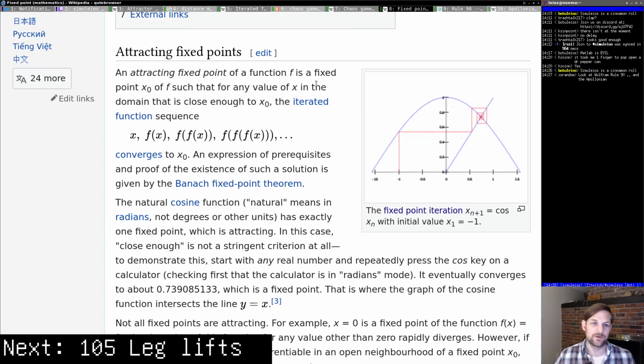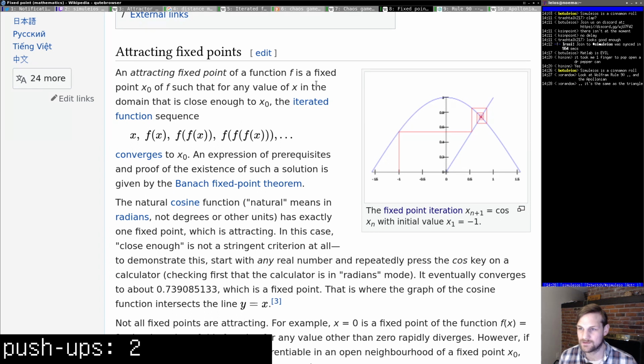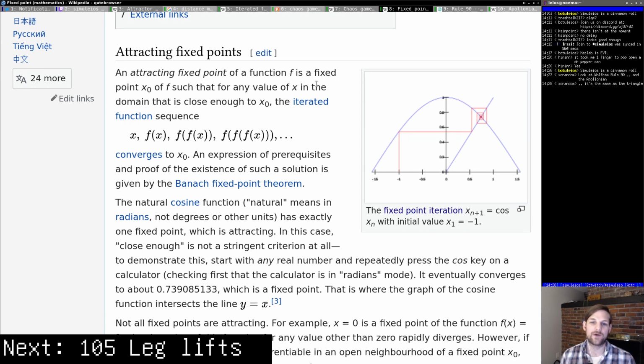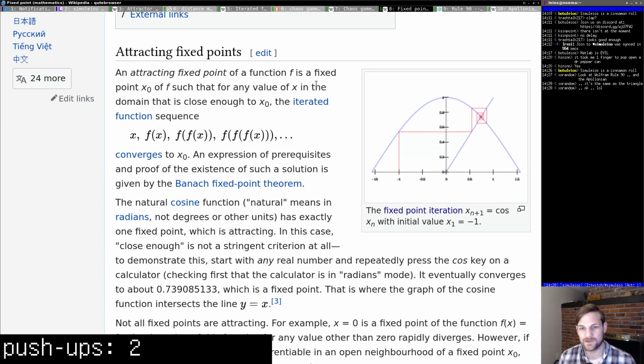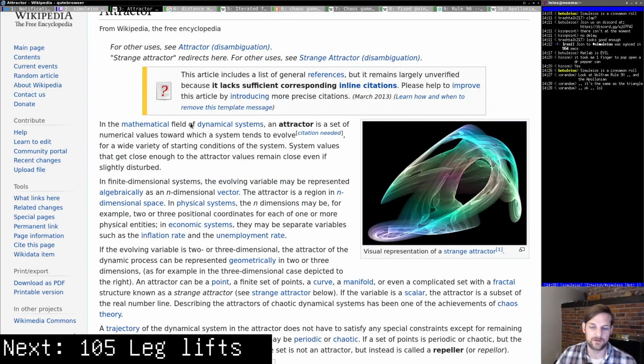Okay, so an attracting fixed point is the same as a triangle. Fair enough, yeah. So an attracting fixed point of function f is a fixed point x naught of f, such that for any value of x in the domain that is close enough to x naught, the iterated function sequence converges to x naught. Okay, I got it. So basically, this is telling me that... what do we have here?